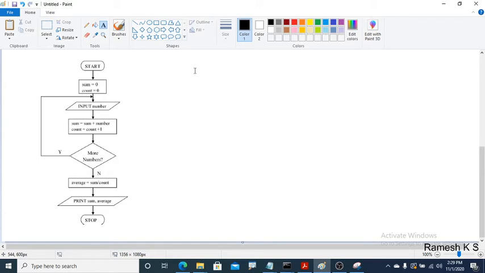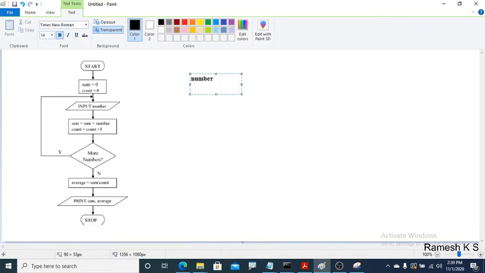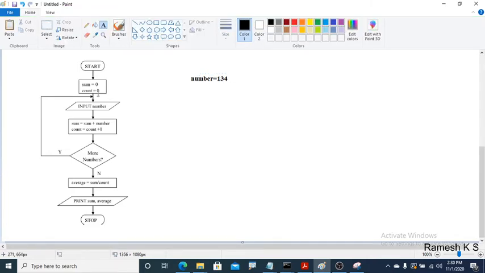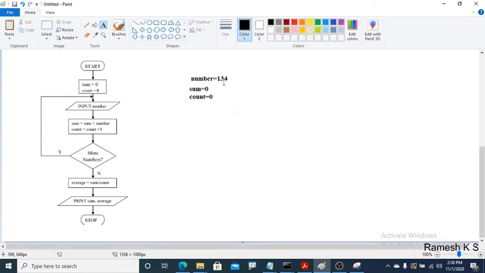So let us take one example and we will produce the output. So what is the input here? Number. So let us consider the number 134. This I have inputted. So initial values we have assigned: sum is equal to 0 and count is equal to 0. So we have inputted the number 134.